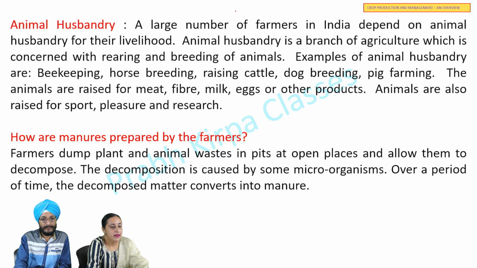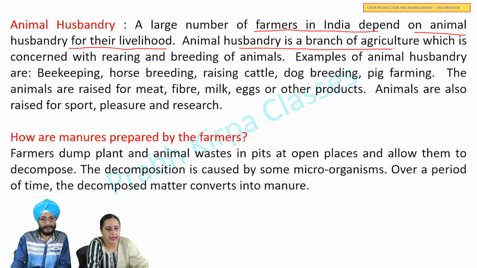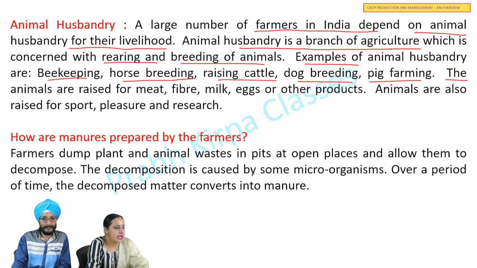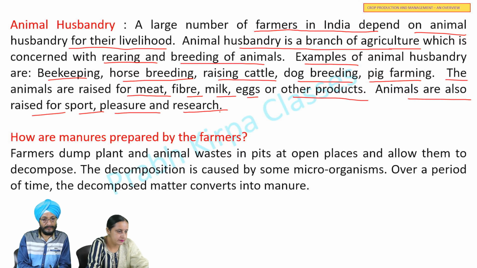Animal husbandry. A large number of farmers in India depend on animal husbandry for their livelihood. Animal husbandry is a branch of agriculture which is concerned with rearing and breeding of animals. Examples of animal husbandry are beekeeping, horse breeding, raising cattle, dog breeding, and pig farming. The animals are raised for meat, fiber, milk, eggs, or other products. Animals are also raised for sport, pleasure, and research.